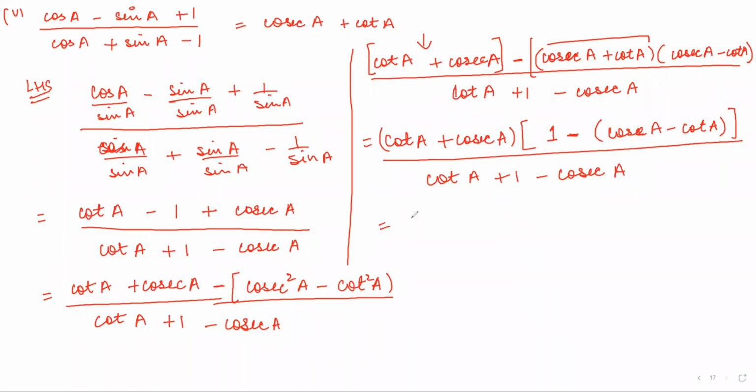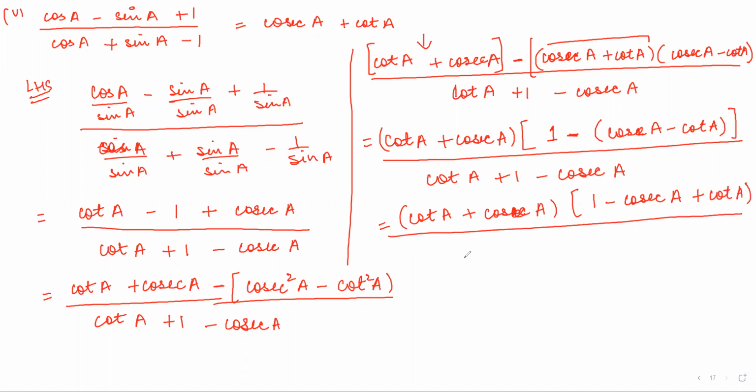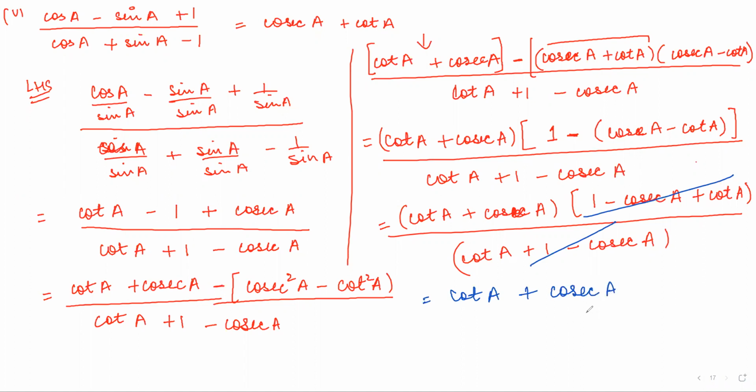Now you open the brackets in the numerator. So cot A plus cosec A, and this becomes 1 minus cosec A plus cot A, right? And then you have cot A plus 1 minus cosec A. Now you can see this complete bracket is the same as this, so it will actually cancel out. And you are only left with cot A plus cosec A, which is your RHS.